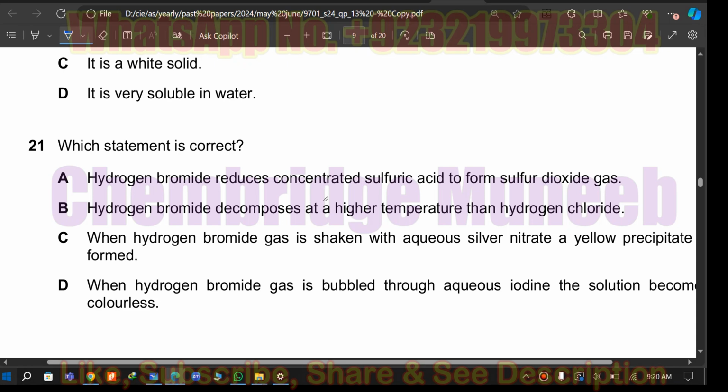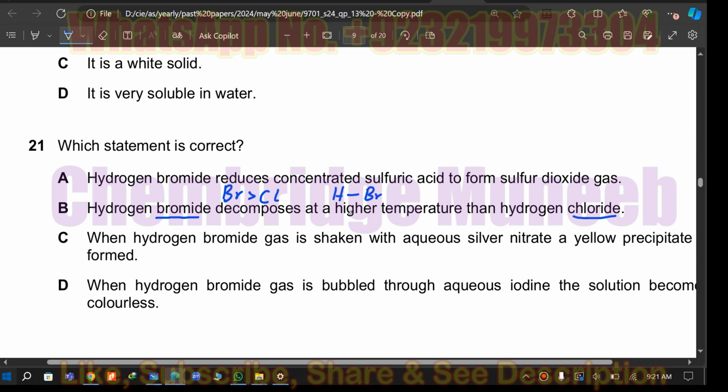Hydrogen bromide decomposes at a higher temperature than hydrogen chloride. No, it is incorrect, because hydrogen bromide includes bromine and hydrogen chloride includes chlorine. The size of bromine is larger than the atomic size of chlorine, and as a result the bond distance, or the bond length, of bromine is greater.